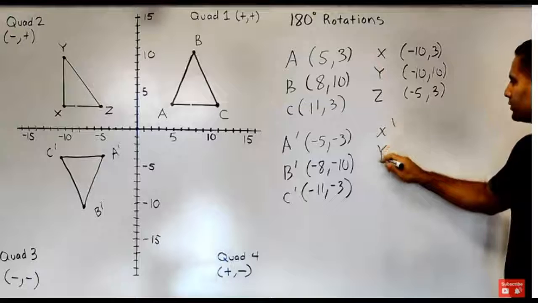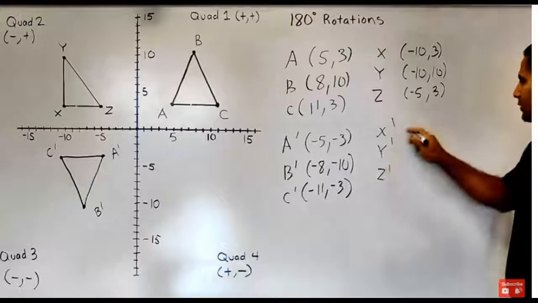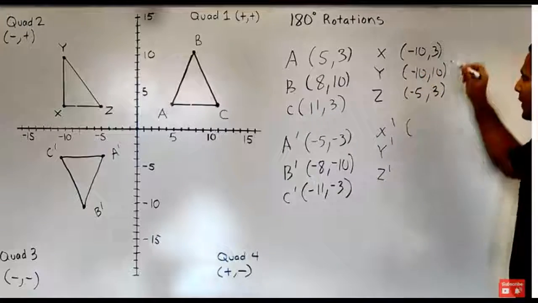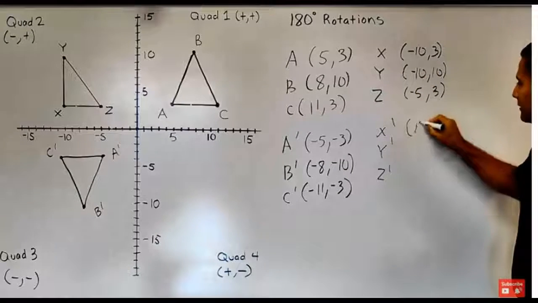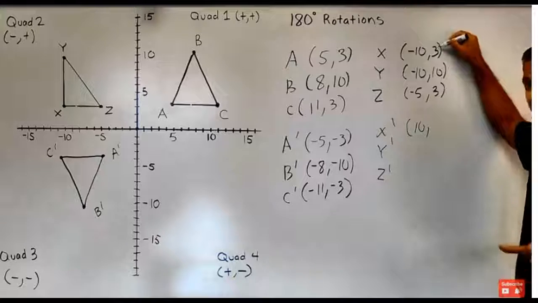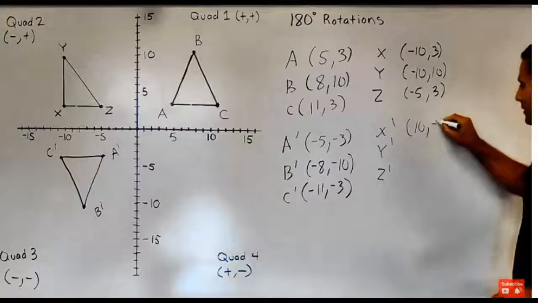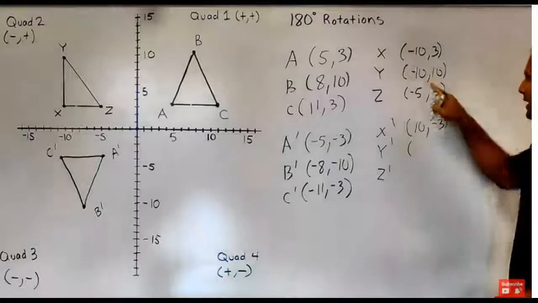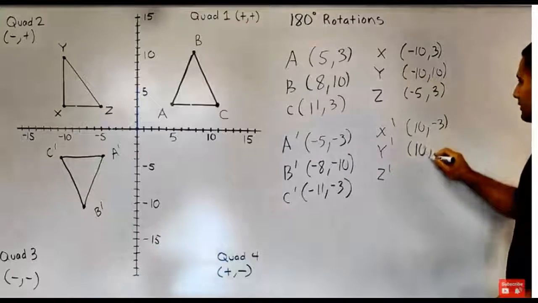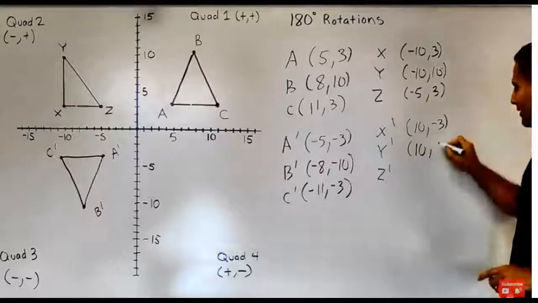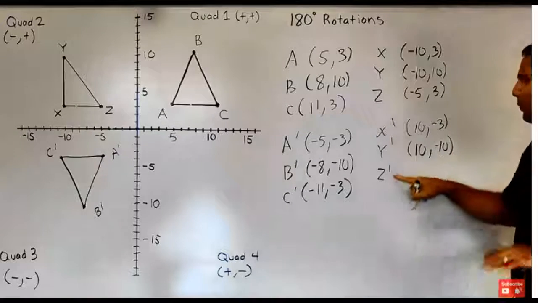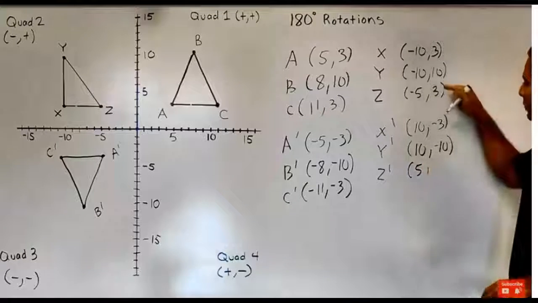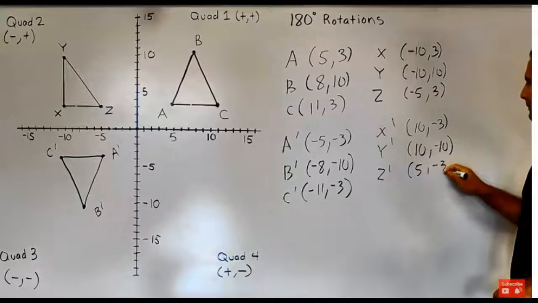So we are going to rotate this 180 degrees by taking each value and writing its opposite integer. So we're going to change -10 to +10, but notice 3 is positive, so we have to change that to -3. For Y, we have -10, +10. This -10 will become positive, and this +10 will become negative. And for point Z, we're going to change this -5 to +5, and this +3 will become -3.